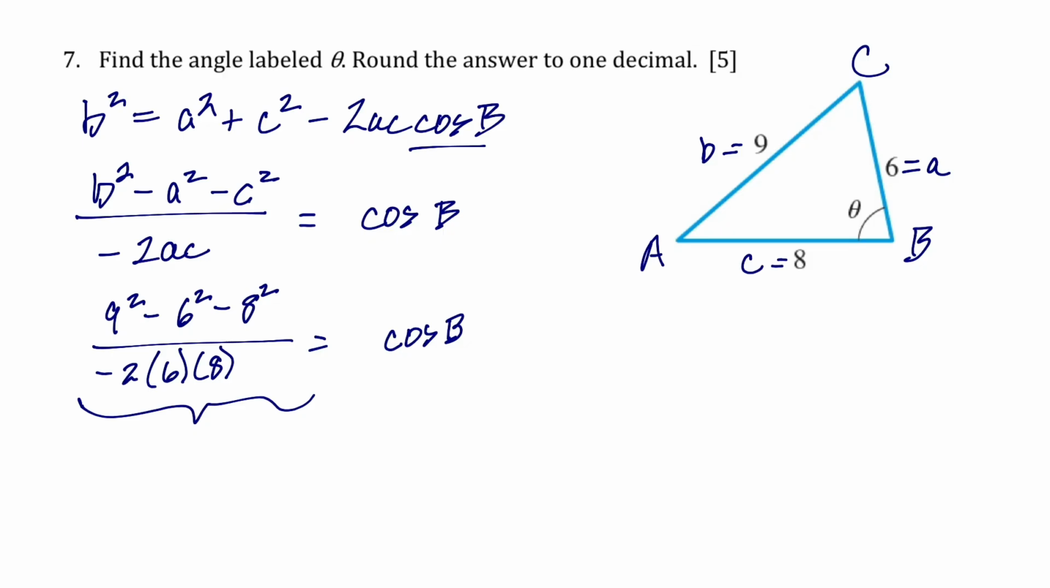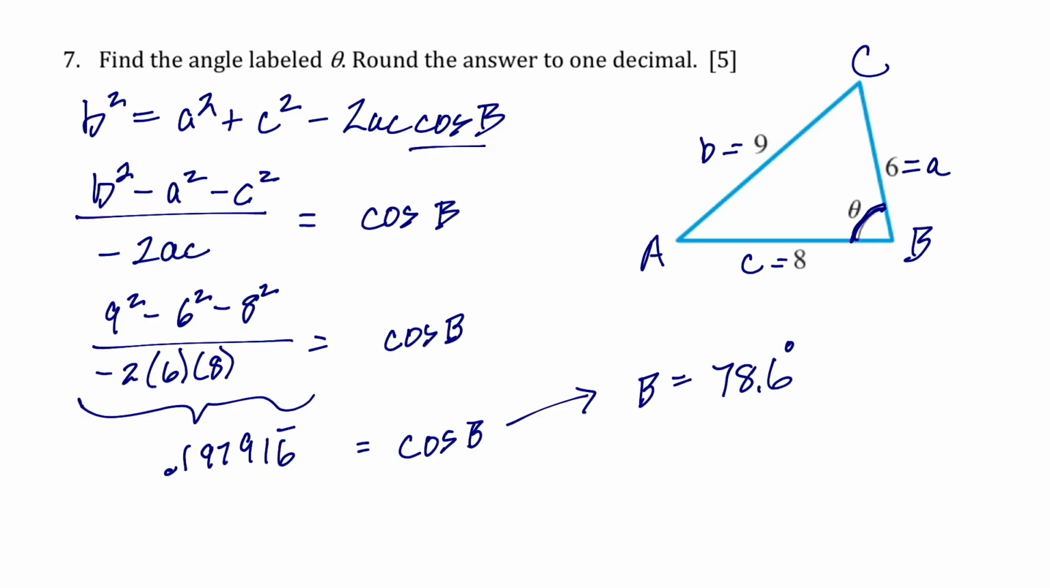That would give us what? The cosine of B equals, it's a long decimal. Typing it into my calculator, I got 0.19791, it looks like repeating 6. So if I take the inverse cosine of both sides of this, I would find out that B equals, see, that's positive, so that tells me it is going to be an acute angle. So my B is going to be 78.6, my calculator tells me. So that is solving for the angle marked theta.